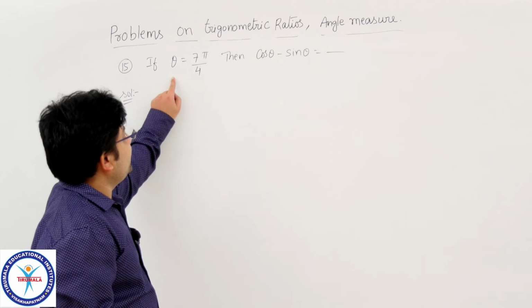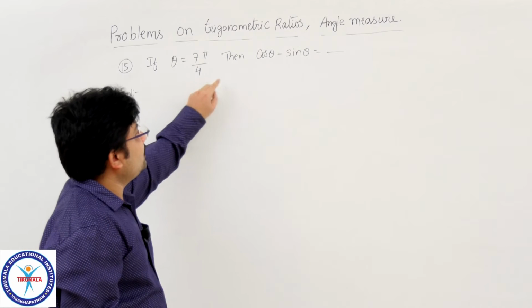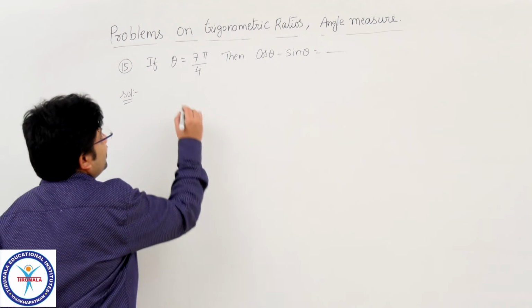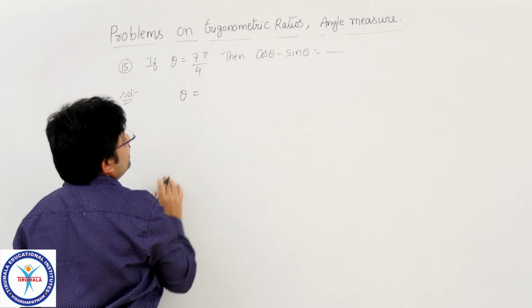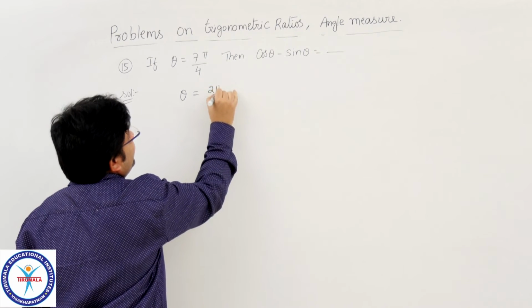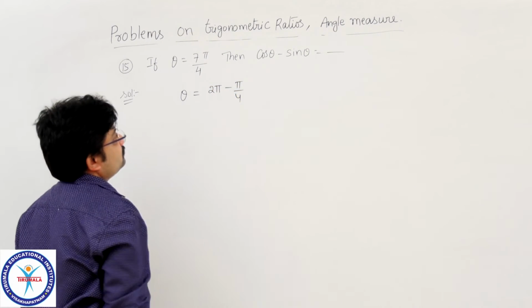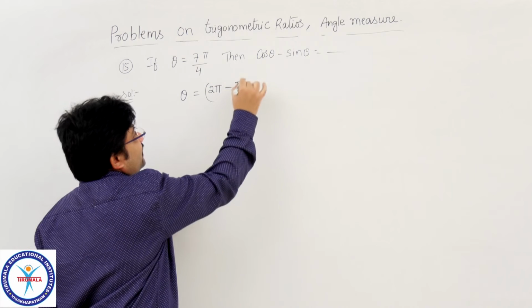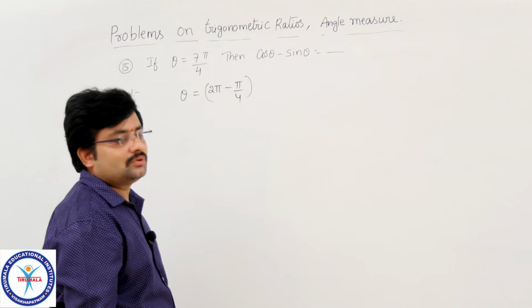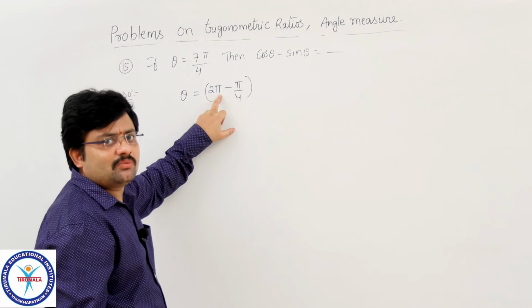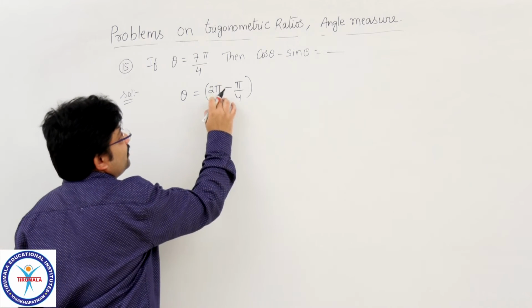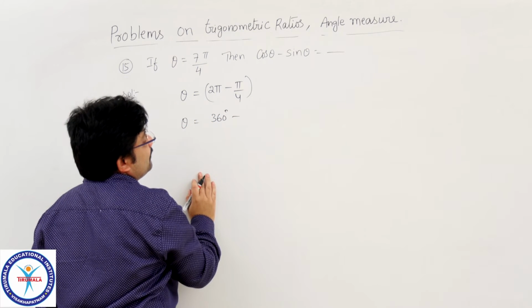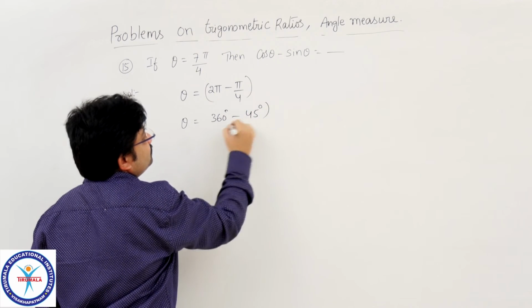Here theta is equal to 7 pi by 4, then we need to find the value of cos theta minus sin theta. So, here theta is equal to 7 pi by 4, it can be written as 2 pi minus pi by 4. Again if you take the LCM, it will be 7 pi by 4. So, theta can be written as 2 pi minus pi by 4. Okay. So, pi is nothing but how many degrees? 180 degrees. So, 2 into 180, that is 360 degrees, minus pi by 4. Pi by 4 is nothing but 45 degrees.